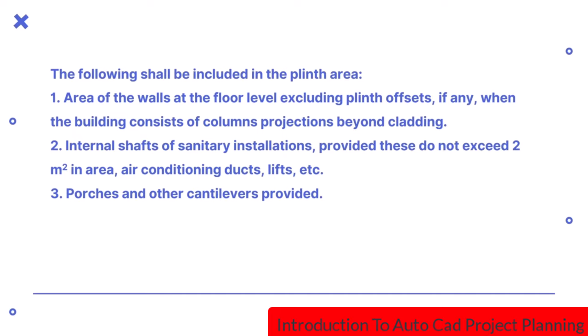The second is internal shafts of sanitary installations, provided these do not exceed 2 meter square in area. Air conditioning ducts, lifts, etc. Porches and other cantilevers provided.